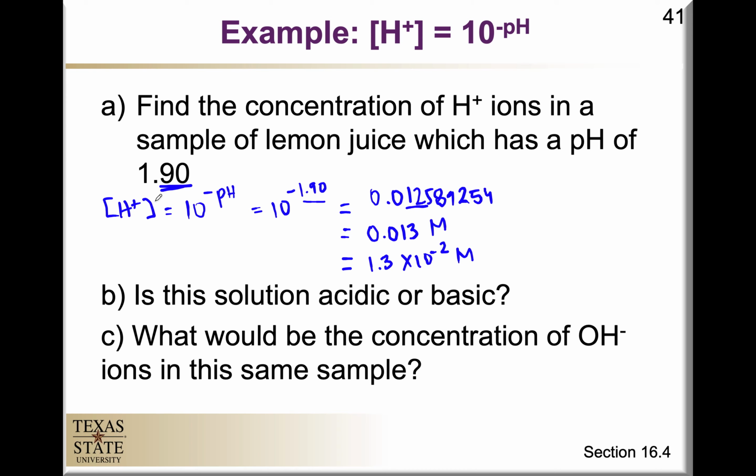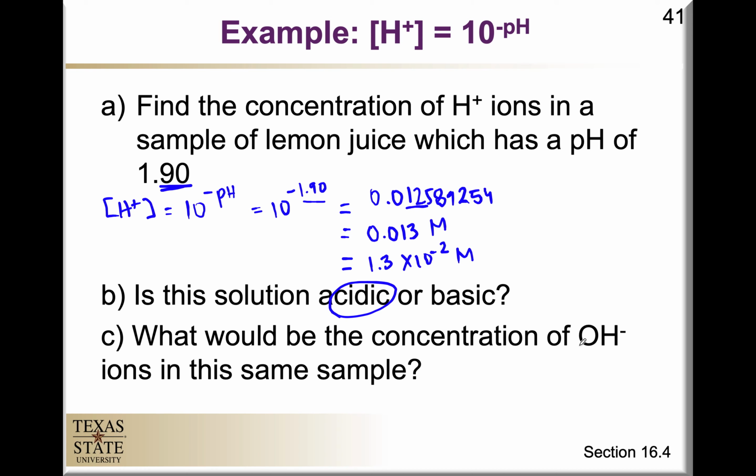Is this solution acidic or basic? Well, just by looking at the pH, which is less than 7, that makes it an acidic solution. Similarly, the concentration of the hydrogen ions is greater than 1 times 10 to the minus 7 molar, which makes it acidic, of course. Part C is what would be the concentration of the hydroxide ions in this same sample.